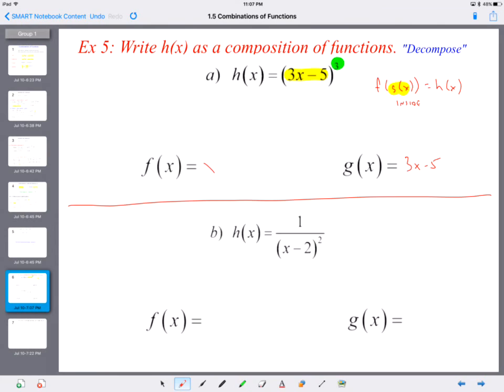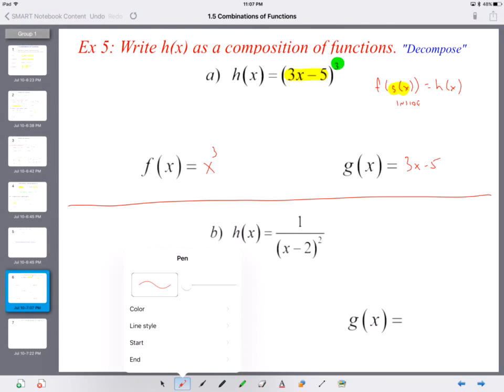So your f of x represents what is happening, which is x cubed. If you think about this and figure this out, you're taking the g of x, plugging it into the f of x, and that's where you get 3x minus 5, cubed. Okay, so that's how decomposing works. You're working backwards.